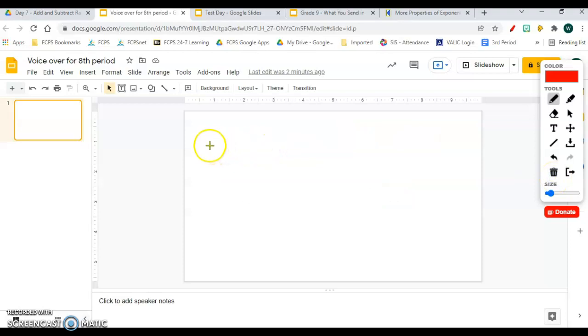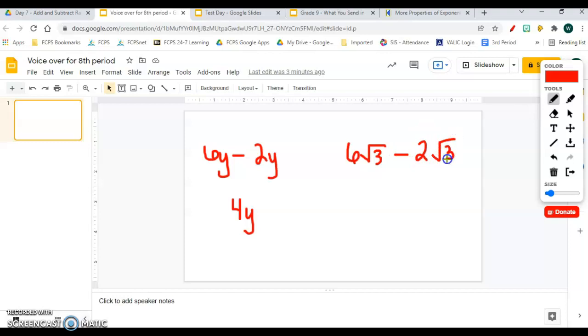Take a look at a subtracting example. 6y subtract 2y would give me 4y. We subtract the coefficients, but we leave the variable and its exponent alone. It would be identical with a radical. 6 times the square root of 3 minus 2 times the square root of 3 is 4 square roots of 3. Notice that the radical, the square root of 3, stayed the same. The only thing that changed was 6 minus 2 became 4.